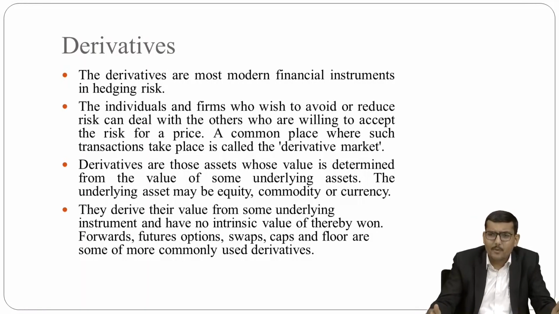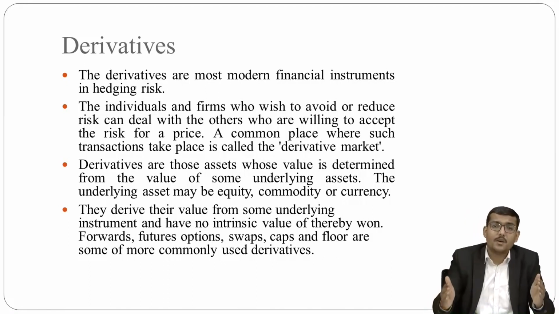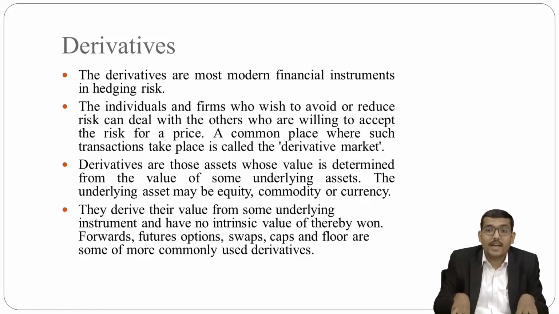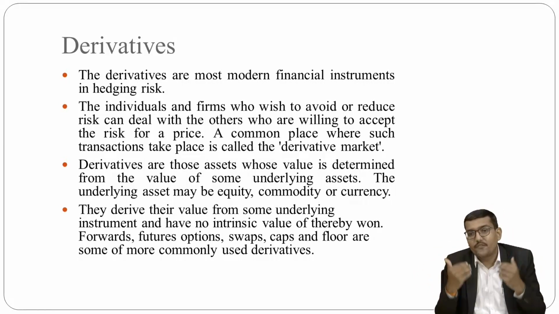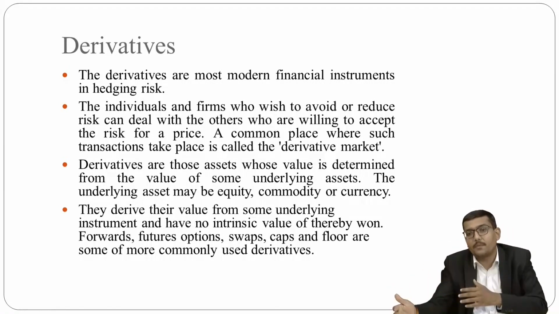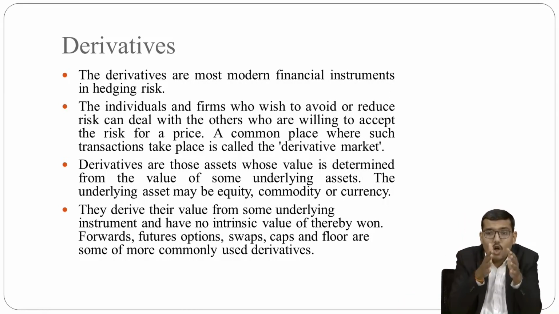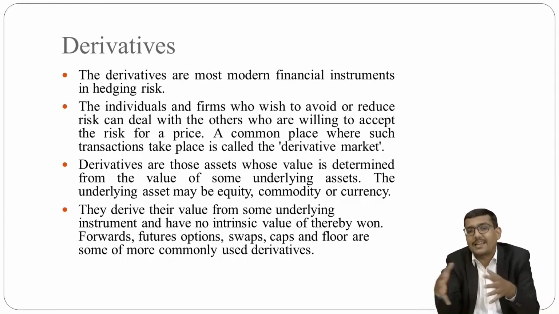So ultimately we can say, my dear friends, that where individuals and firms wish to avoid or reduce their risk level, at that point of time they deal with those willing to accept different types of risk for a particular price. That common place where such transactions take place is treated as a derivative market.